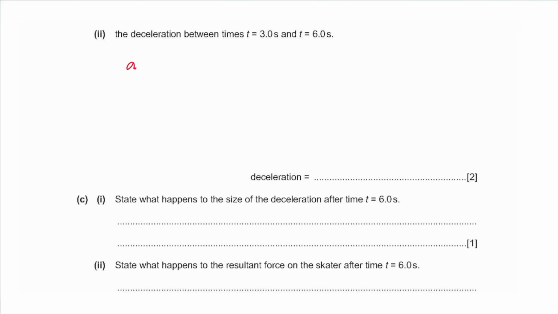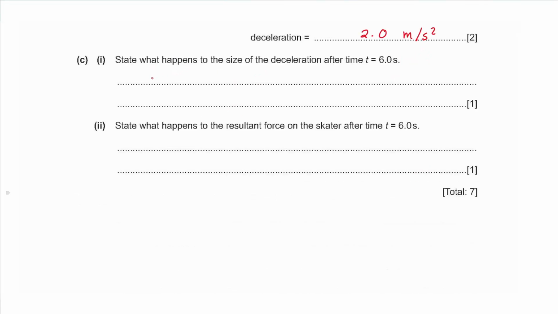We can calculate the acceleration, which is equal to the gradient of the graph, and we can use the same points. We had 3 on the x-axis, 11 on the y-axis, and for 6 on the x-axis, we have 5 on the y-axis. So using these points, 5 minus 11, y2 minus y1, over 6 minus 3, x2 minus x1. This gives an answer of -2. So if the acceleration is -2, the deceleration is 2 or 2.0, and the unit is meters per second squared.